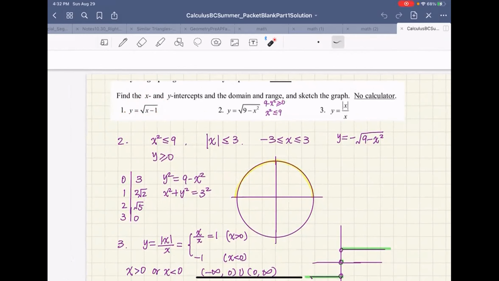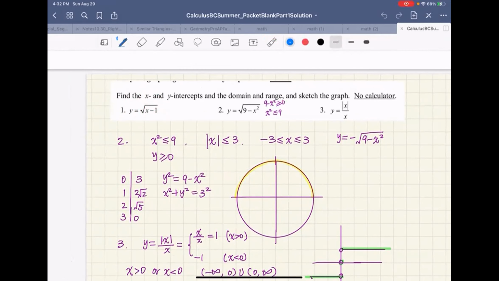If you leave this under the square root, you want this to be positive or equal to 0, correct? So you do x minus 1 bigger than or equal to 0. It can be equal to 0, but it cannot be less than 0. So x is bigger than or equal to 1.